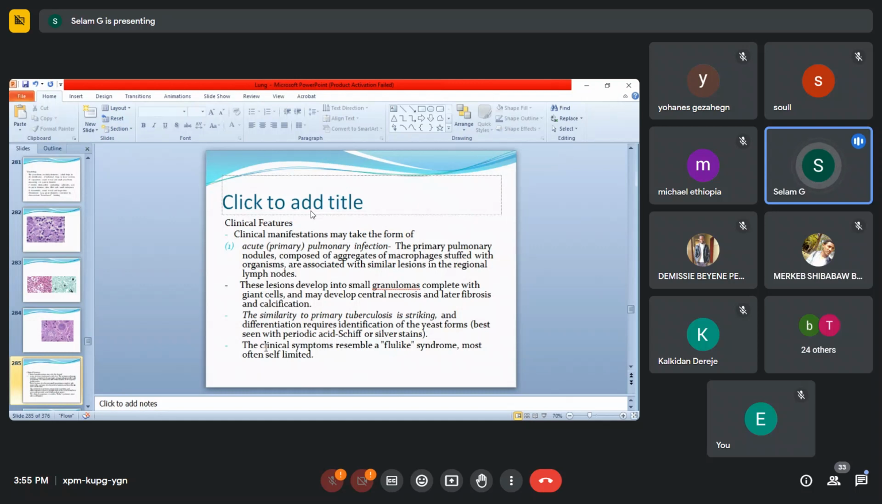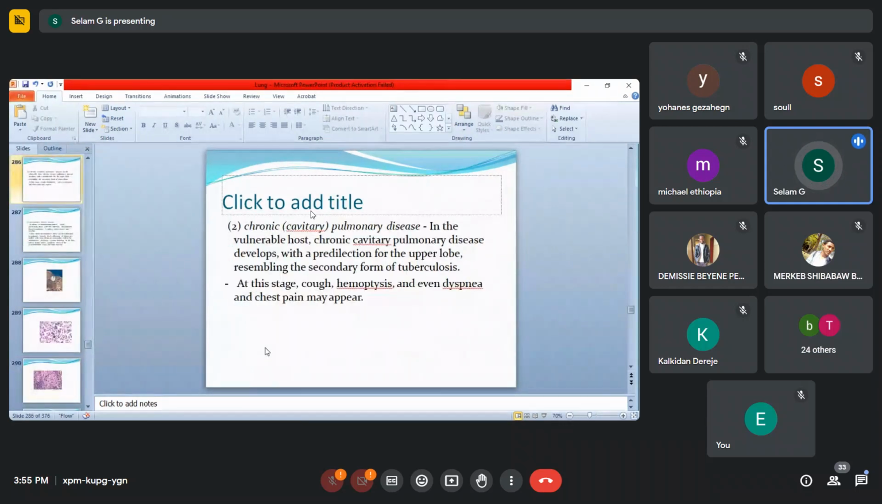So if you are not able to visualize the fungal structure as described, and if the strong suspicion is there, you can do special stains such as PAS or silver stain to confirm whether it is fungal or not, and an acid-fast stain to confirm if it's TB or not, because both cause caseating granulomatous inflammation. The clinical symptoms resemble a flu-like syndrome, most often self-limiting in immunocompetent patients.